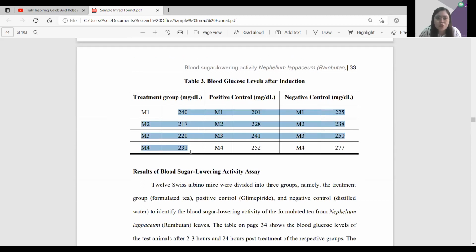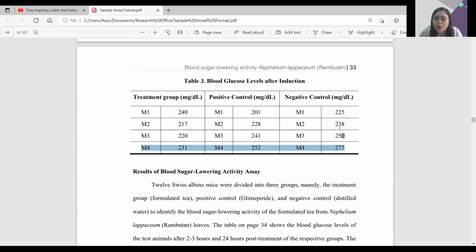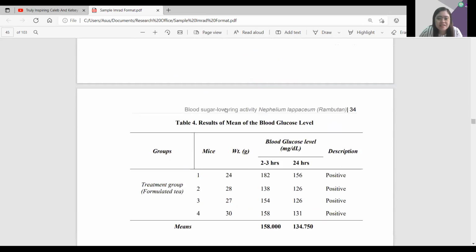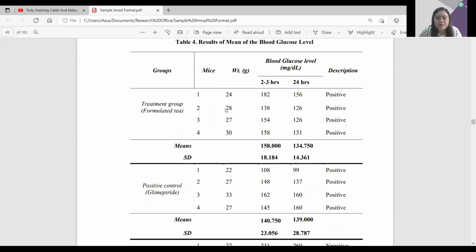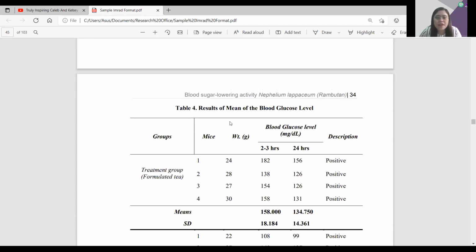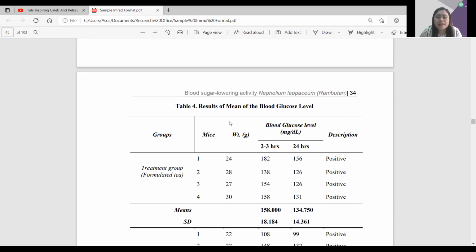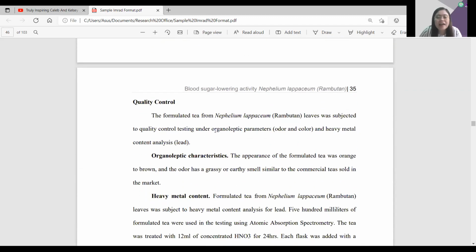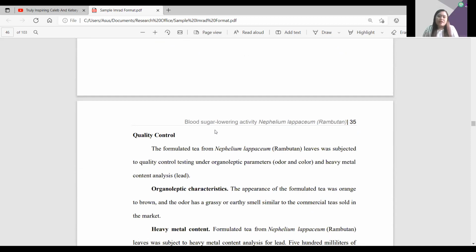So, kung makikita nyo, kung you are a pharmacist or you are in the medical world, kita natin dyan na tumaas talaga ang values. Meaning, the mice had become diabetic na. And then after that, nag-assign na sila. So, binigay na nila yung plant material nila. And ito na yung kanilang results. So, again, the presentation is through the numerical table. Pero lahat yan kailangan talaga ng explanation after.